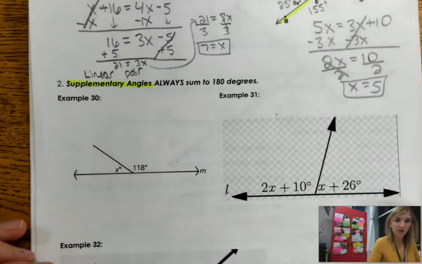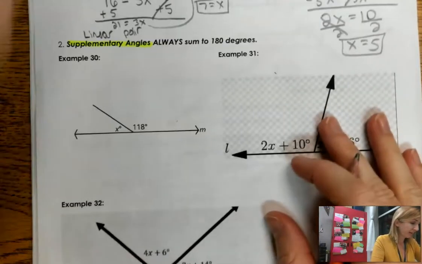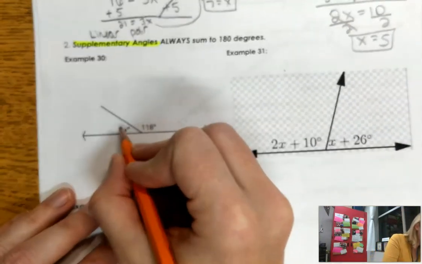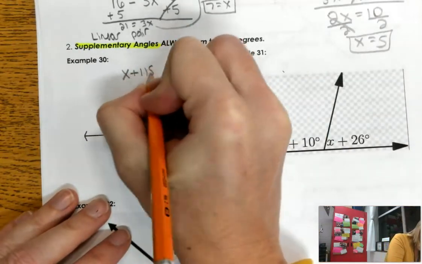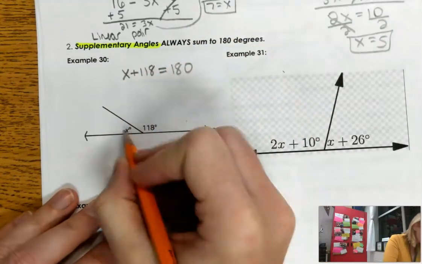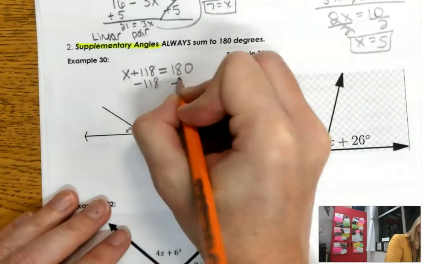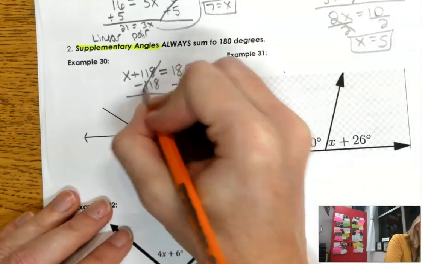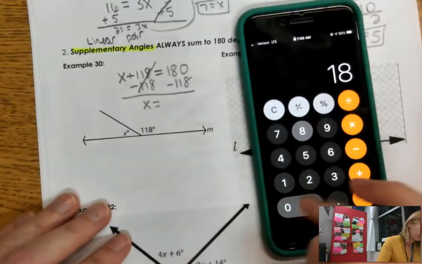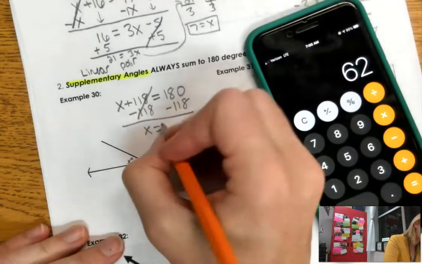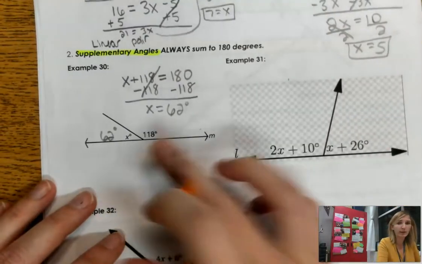All right. Supplementary angles are linear pairs. They always sum up to 180. So I know that this angle and this angle are equal to 180. I'm going to do x plus 118 is equal to 180, because when I add these two angles together, they equal 180. So to solve for x, I subtract 118 on both sides. So 180 minus 118 gives me 62. So this angle right here is 62 degrees. You could have just done 180 minus 118.